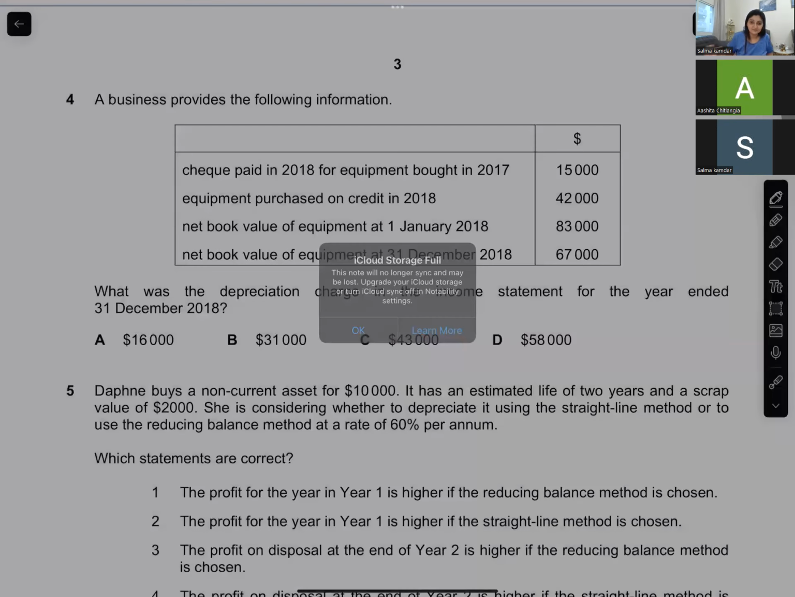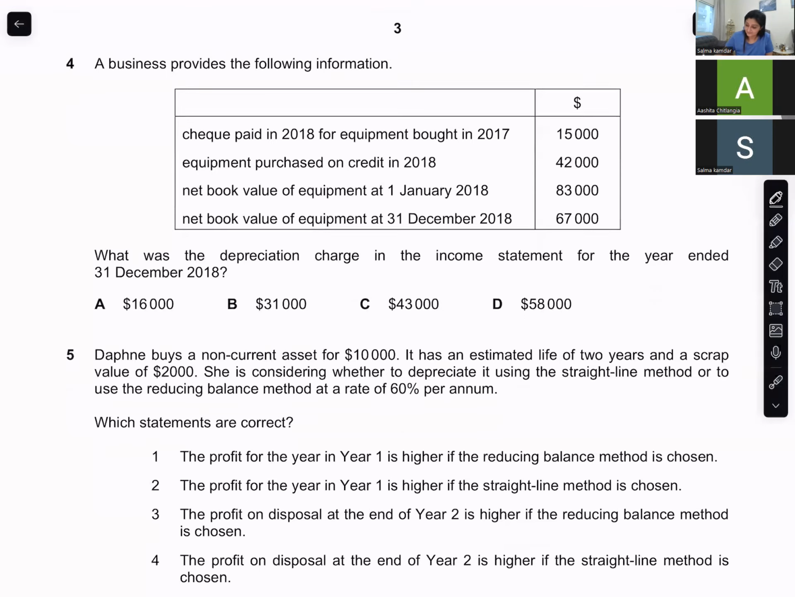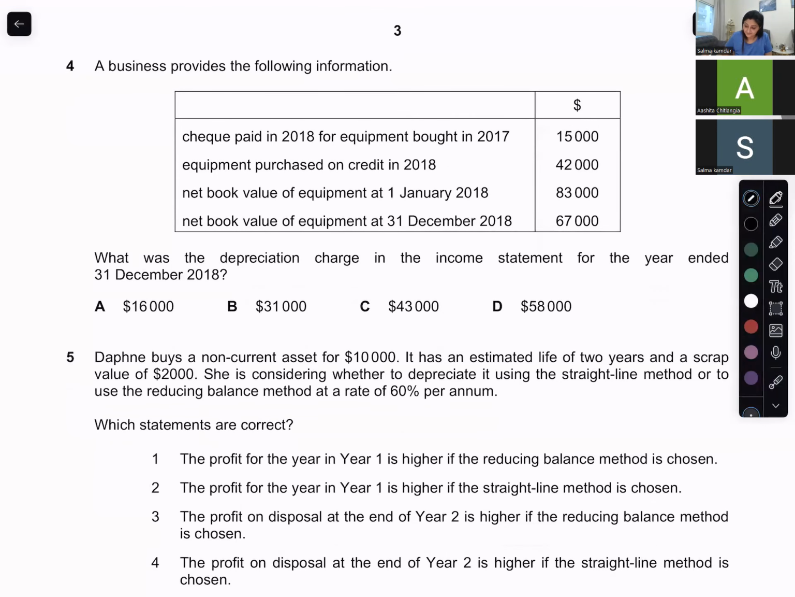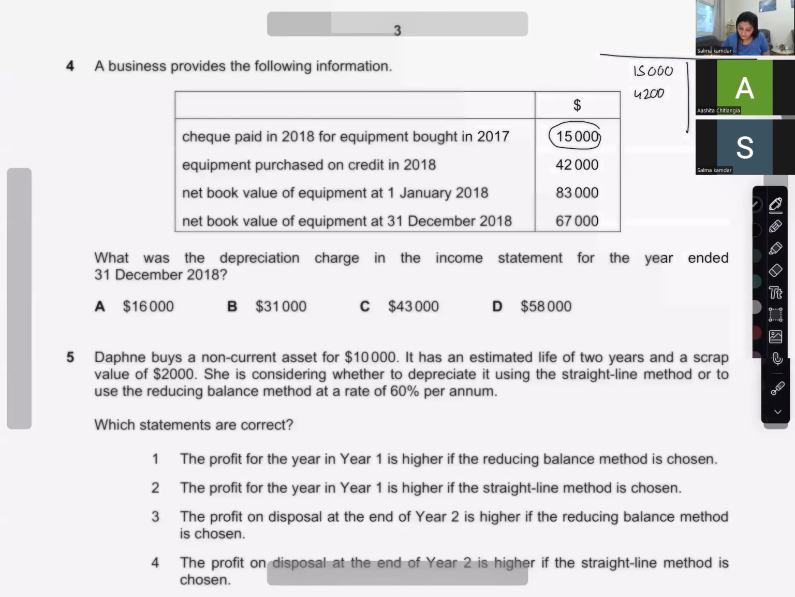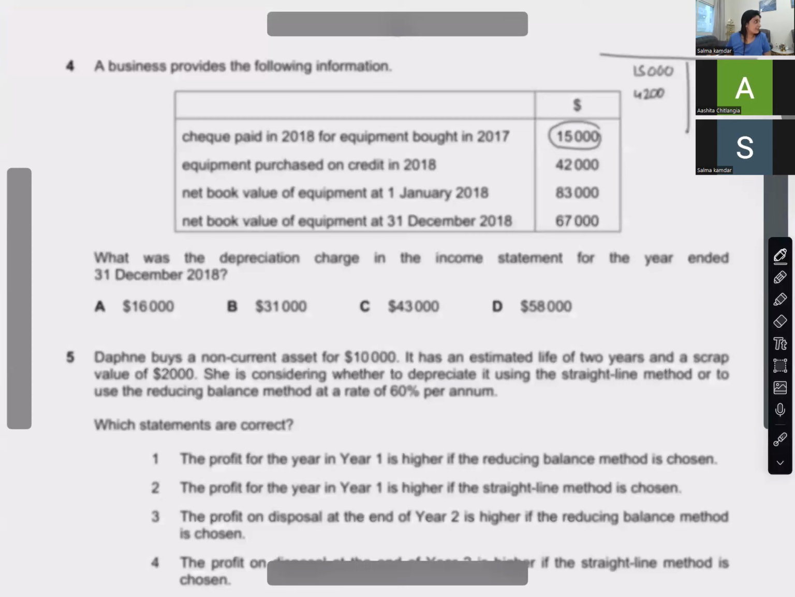A business provides the following information. Cheque paid in 2018 for equipment bought in 2017, 15,000. Equipment purchased on credit in 2018, 42,000. Net book value of equipment at 1st January 2018, 83,000. And net book value of equipment at 31st December 2018, 67,000. What is the depreciation charge in the income statement for the year ended 31st December 2018?